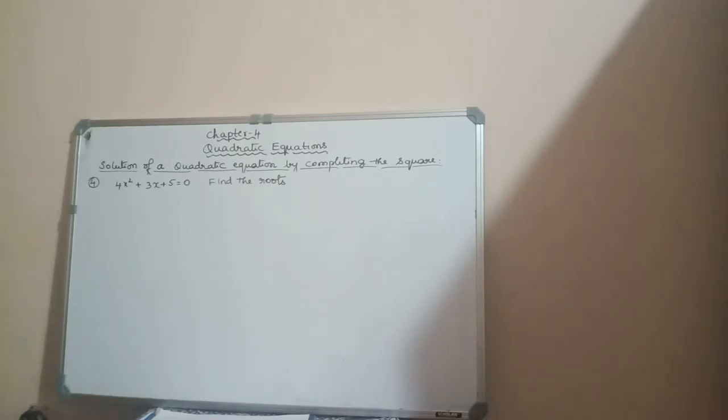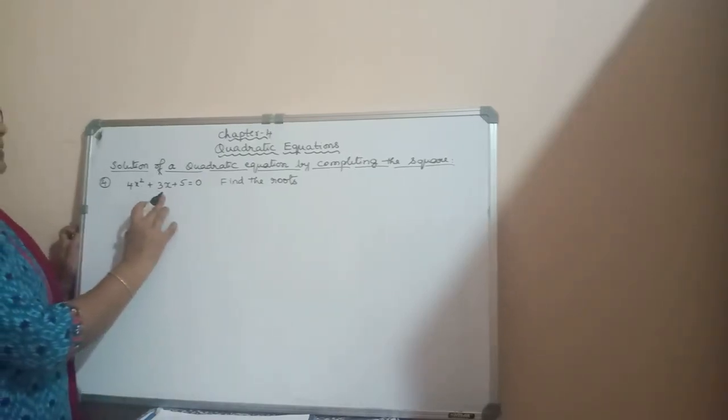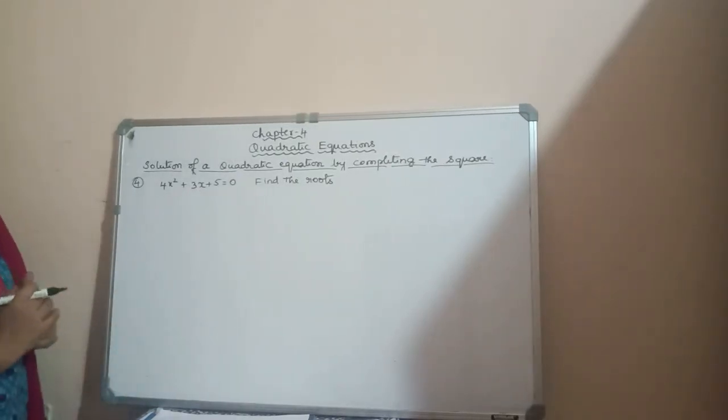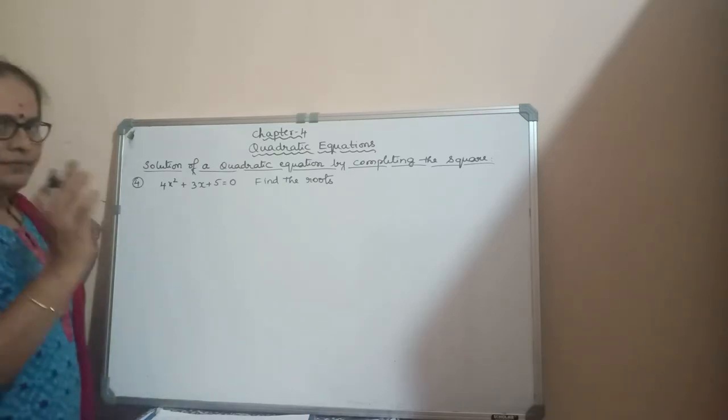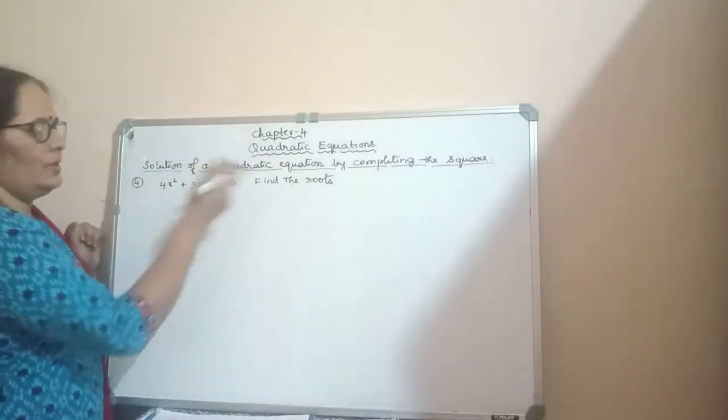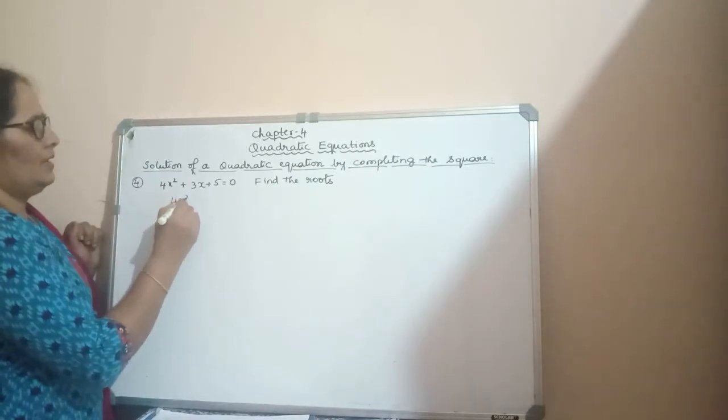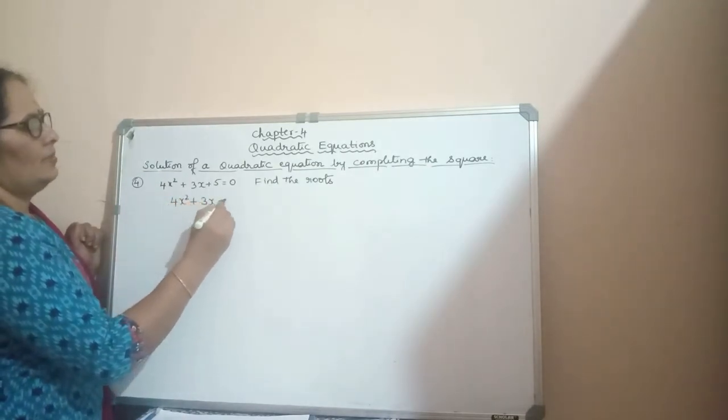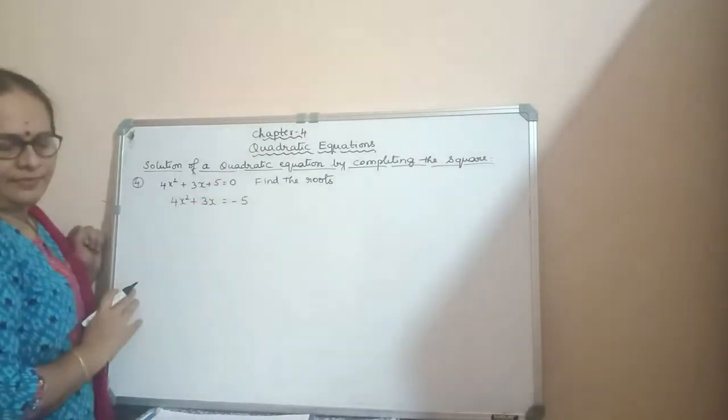Now find the roots of this equation: 4x square plus 3x plus 5. Find roots of 4x square plus 3x plus 5. Now to find the roots of this, once again the first step is to take the constant to the right side: 4x square plus 3x equals minus 5. This is the first step.